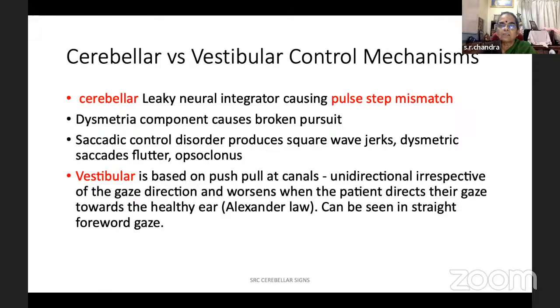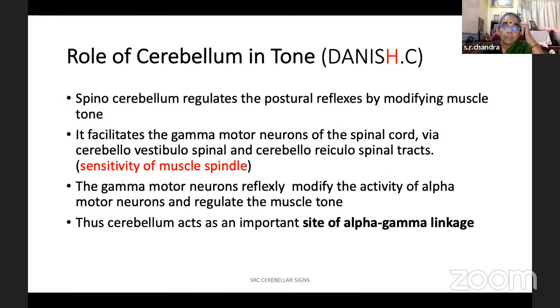So it comes back. That is a gaze-evoked nystagmus of cerebellar disease. Vestibular, I just explained the push-pull mechanism at the semicircular canal. Next, we will come to hypotonia, that is tone control.